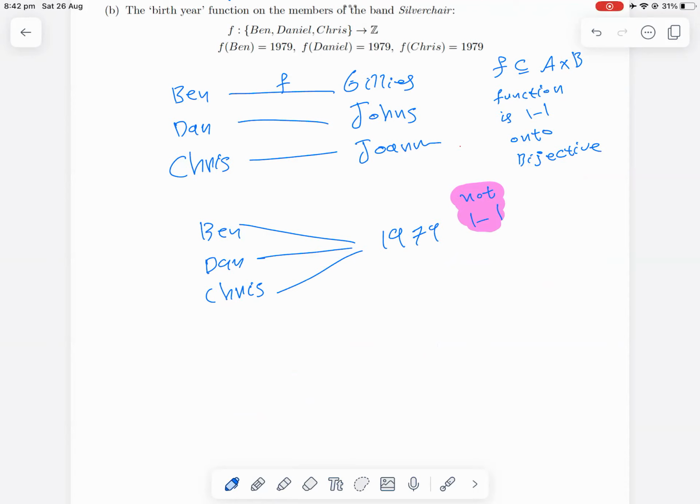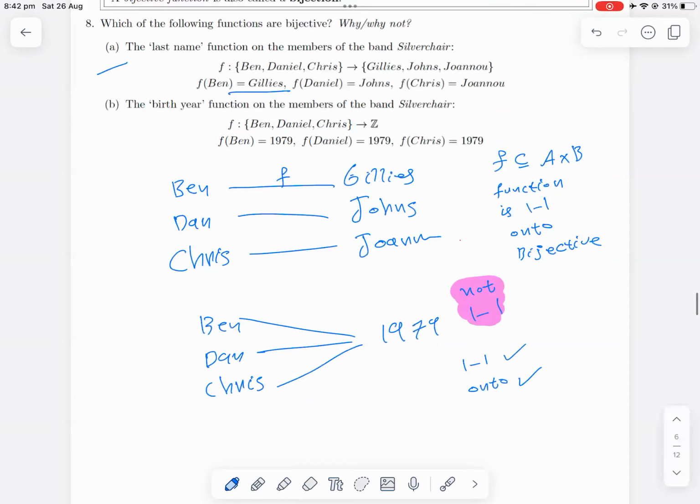A function is bijective if it is one-to-one and onto. We already know that it's a function, and if it is one-to-one and it's onto, then we know that it's bijective. So it's not one-to-one, as a result, it's not bijective.